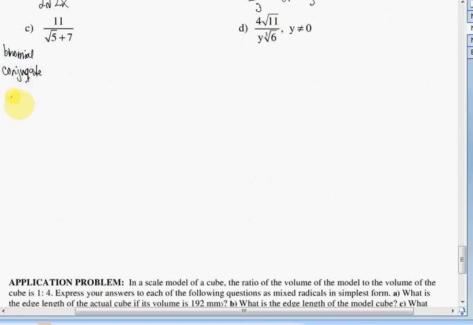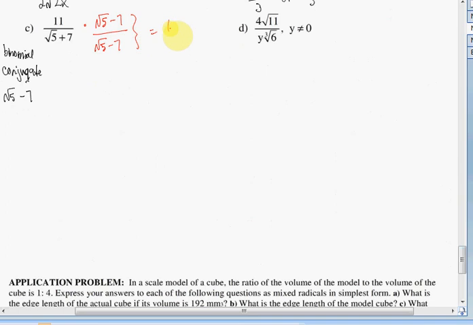Okay, and in this case, the conjugate is the square root of 5 minus 7. So we're going to times our expression by our conjugate, which is root 5 minus 7 over our conjugate, root 5 minus 7. And that's because, remember, this is equal to 1, right?